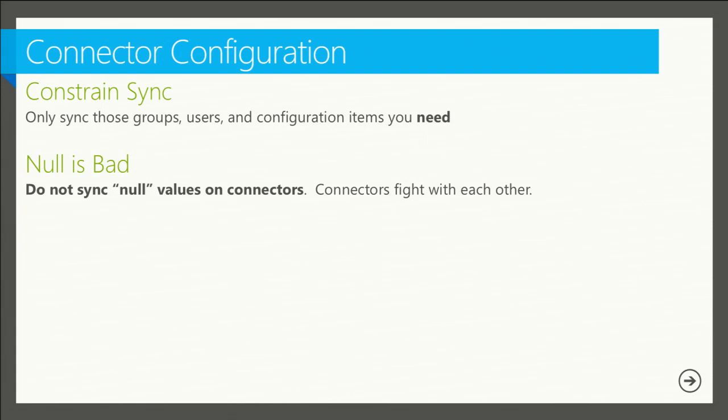Also, null is bad. Go in your connectors, look to see if you've checked do not sync null values. If you have sync null values checked, what will happen is your connectors will fight with each other. Let me give you an example. Active Directory synchronizes the Active Directory site of a user. SCCM doesn't have it, so SCCM sets that site value back to null. Active Directory sync sets it back to the site again. They just keep fighting with each other, right? So make sure they don't sync null values, or you'll have performance problems when they run, particularly because you're writing more data than you should. So be very aware of that. And you probably have null unchecked, so go check that.